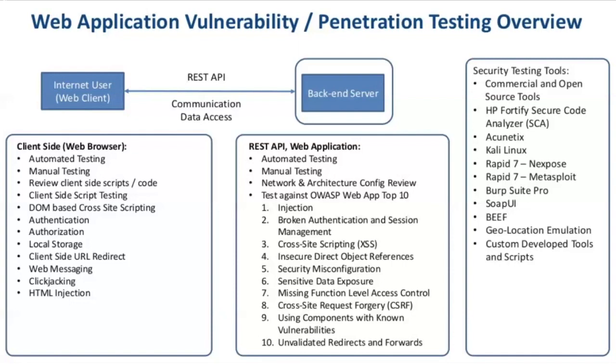Same way, we have the other side, which is the REST API and web application. There you can do automated testing. You can perform manual testing by checking the request manually along with the expected results and output. Network and architecture config review means checking the whole architecture and verifying the network inputs and outputs, and whether it is working in the expected manner or not. Test against the OWASP web app top 10, which are the top 10 things you have to test.